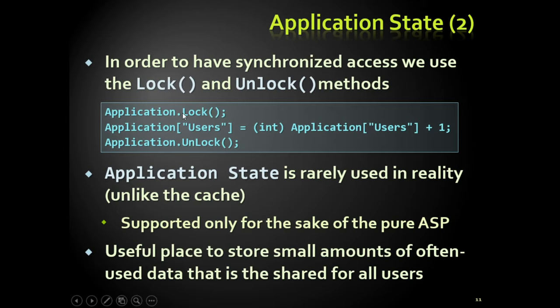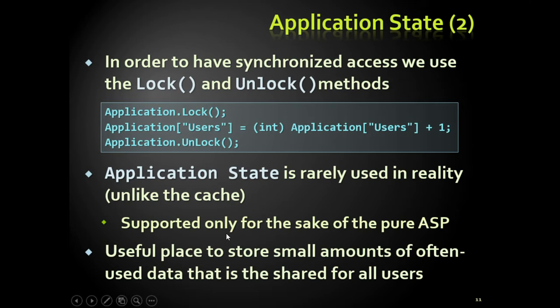So we have two methods, lock and unlock. We need to call the lock method before we update the value in the application, and at last we need to unlock it. Ideally the application state is rarely used in reality, because on the web we allow simultaneous access, but if we use lock and unlock, it is like sequential access for that particular code. So generally we use it only for read-only purposes, and rarely if needed, because a simple global variable stored in web.config can also replace this state.